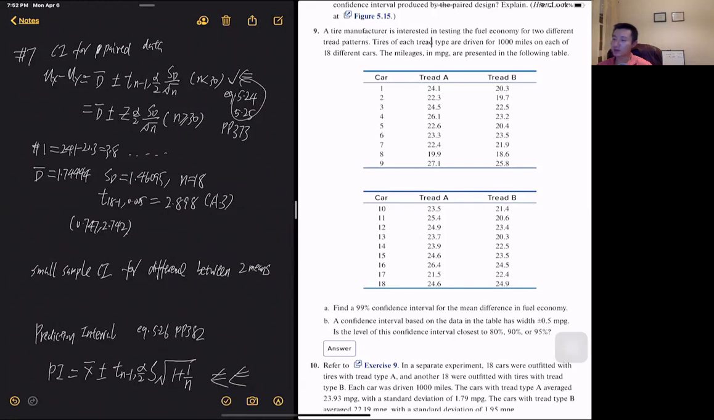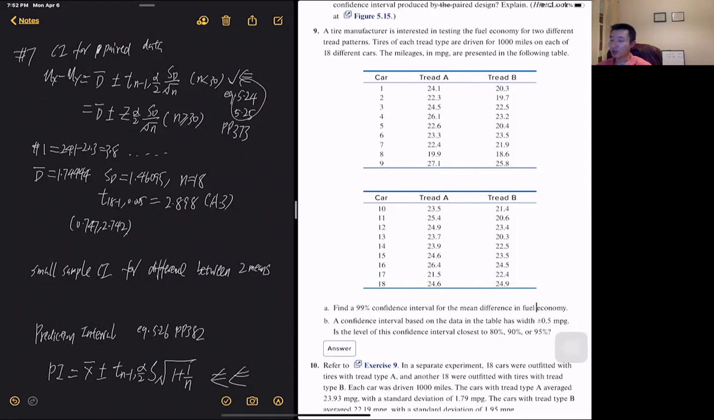Tires of each tread type are driven for 1,000 miles on each of 18 different cars. Okay, so shown in this table, we have car 1 to car 18, and for each car, we have two different treads, tread A and tread B. Here shows MPG. So for each car, we have two different treads, and this is one pair of data. The question is asking for a 99% confidence interval for the mean difference in fuel economy.